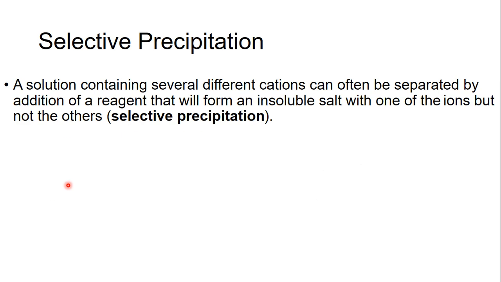Now, let's say you have a solution that has many ions in it. They're all dissolved, and you want to know what ions are in that solution. Well, we can use a procedure called selective precipitation to figure that out. The idea is you add a reagent, and that reagent will make an insoluble solid with the ions that are dissolved, taking that previously dissolved compound, making it an insoluble compound, and taking it out of solution.